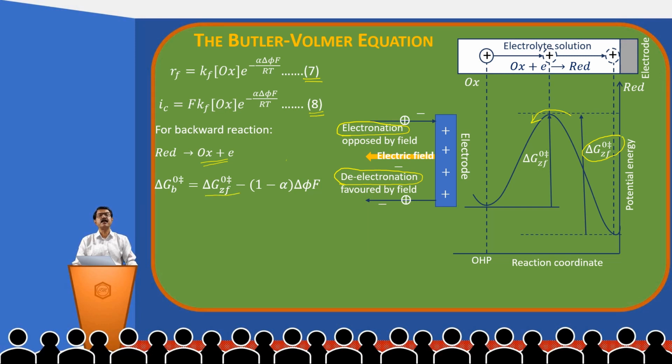Therefore, the rate of the backward process Rb could be written as Rb equals Kb into concentration of reduced species multiplied by e raised to (1 minus alpha) delta phi F by RT. And let it be equation number 9. Now the de-electronation current density Ia could be written in the same form as Ic. That is, Ia equals F into Kb into concentration of reduced species into e raised to (1 minus alpha) delta phi F by RT. Here Kb is the rate constant for the backward reaction. And note this as equation 10.